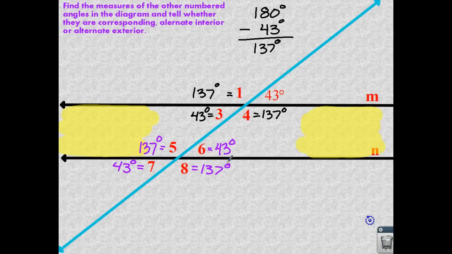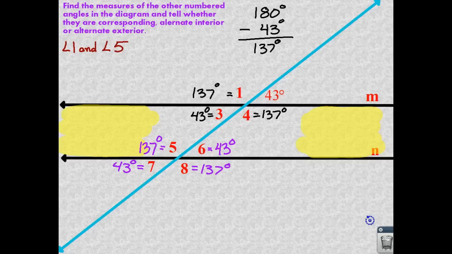All right, now the last part says, tell whether they are corresponding, alternating interior, or alternating exterior. So you're going to have a lot of answers here. I'm going to start you off, and then I would like you to finish all of the relationships that you're going to see. So the first relationship that I'm going to make a note of is I'm going to say that angle 1 and angle, let's say, how about 5?